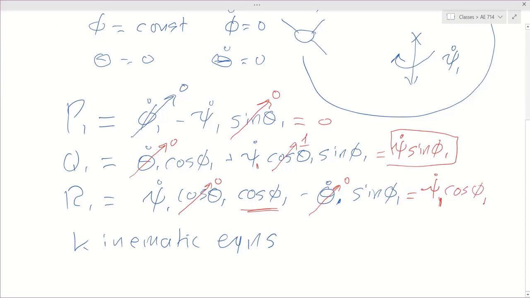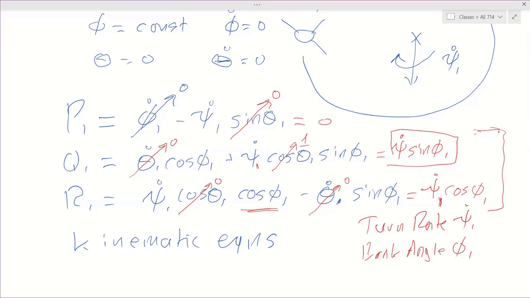So what this says is that Q and R are determined by the turn rate, that is how quickly you're turning, which is psi dot, and the bank angle of the airplane. So in the previous equations, we're going to plug in values for these. But we'll want to express psi dot a little bit better, so we'll work on that in a minute.